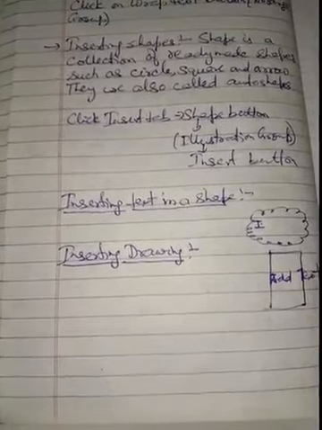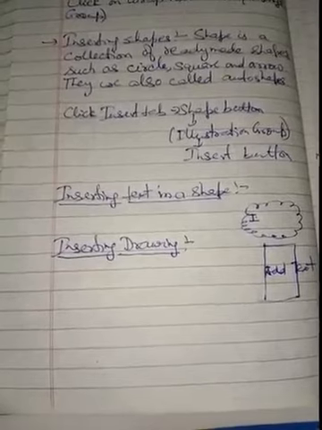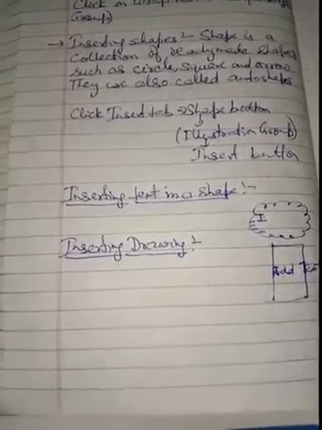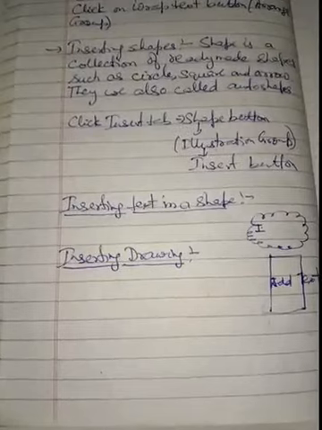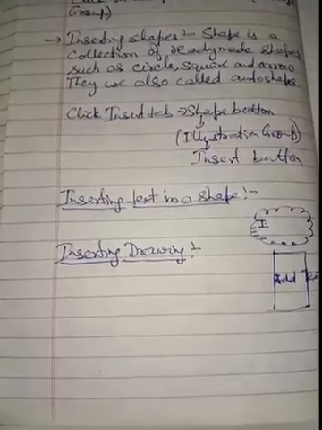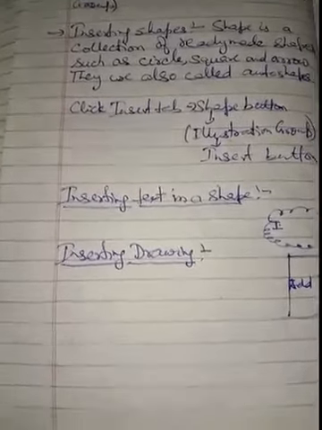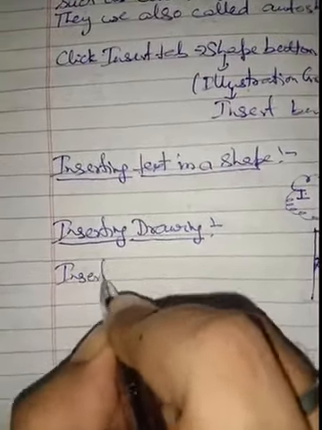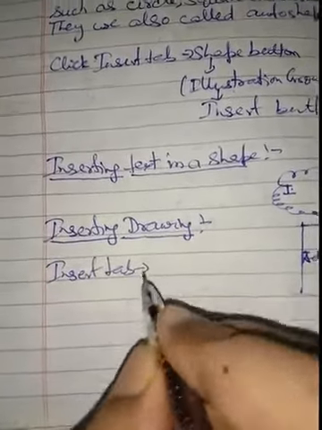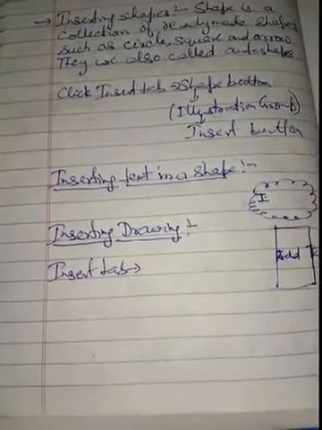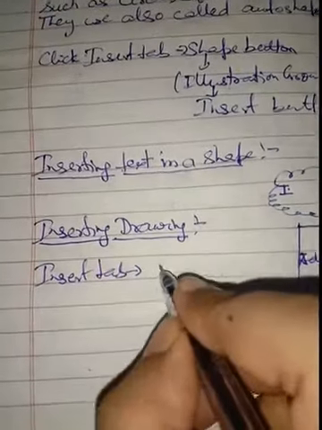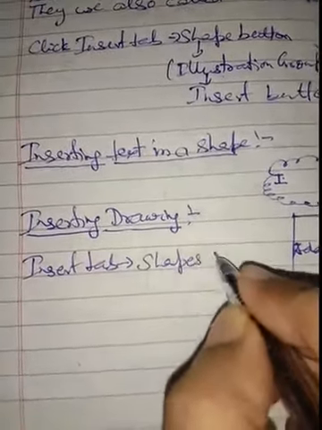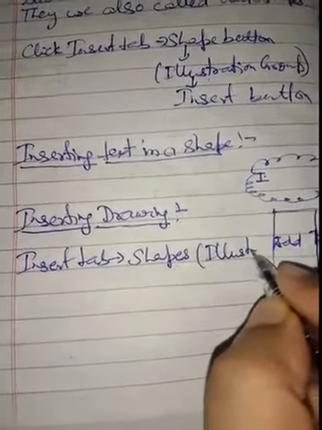Inserting drawing. We can make use of different shapes to create a drawing in our document. First, we need to insert a drawing in the document and place different shapes on it. So what are the steps required to create a drawing? First of all, click on the Insert tab, and on the Insert tab click on the Shapes button in the Illustration group.